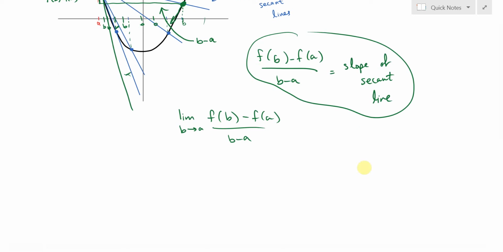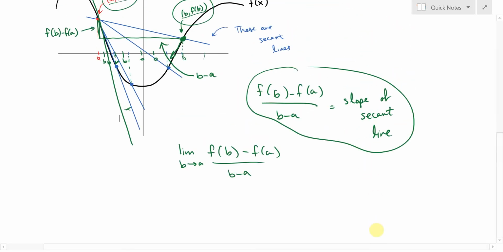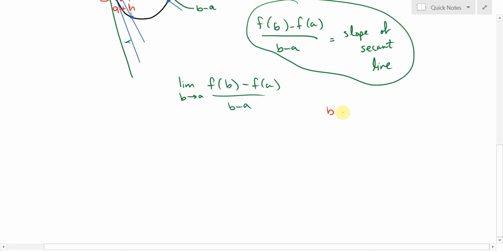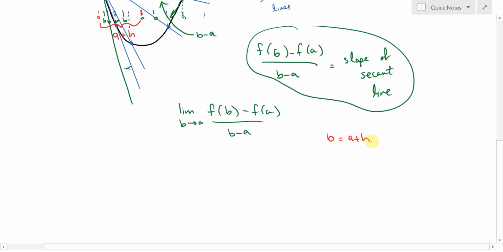There's another way that you might see it written. Let me switch over to red. Any given one of these b's, let me just pick this b, is really just a plus some quantity h. There's nothing fancy going on here. We're just saying, let's write b in the form a plus h. h is just the distance between a and b.